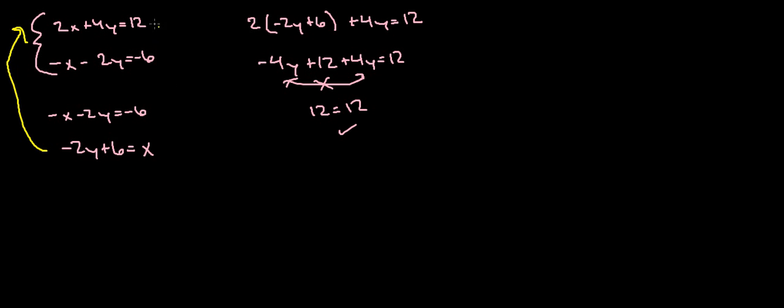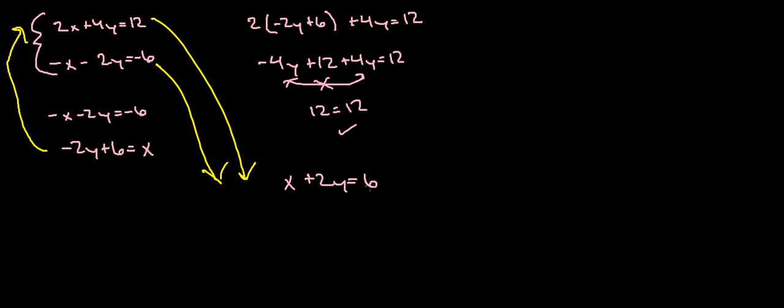And if I rearranged these two equations, I can get the same line. If I divide everything over here by 2, I'm going to get x plus 2y is equal to 6. And this second equation, if I multiply everything by minus 1, I get x plus 2y is equal to 6. And I can see that they're the same equation.